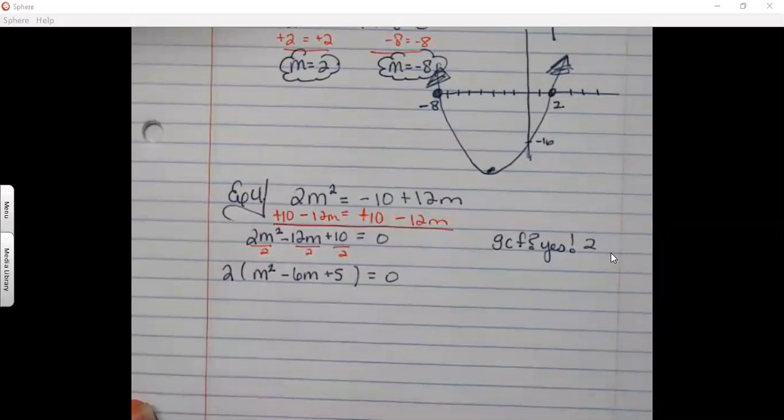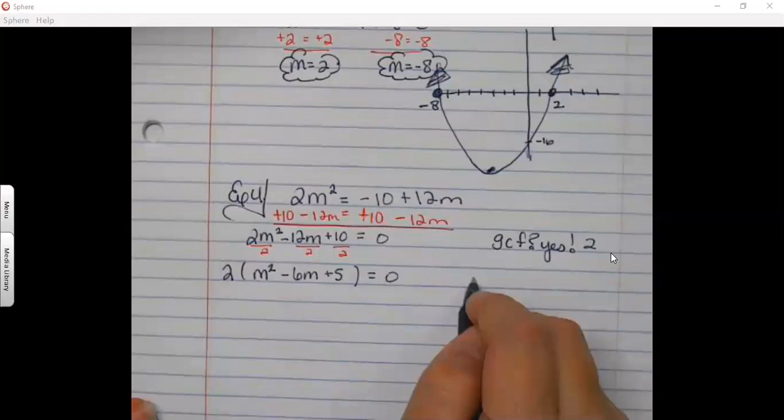So now when we define A, B, and C, do not look at the original problem. We are not factoring the original problem anymore. I took 2 out of the original problem. I'm looking inside the parentheses. So what is A? What is B? And what is C?